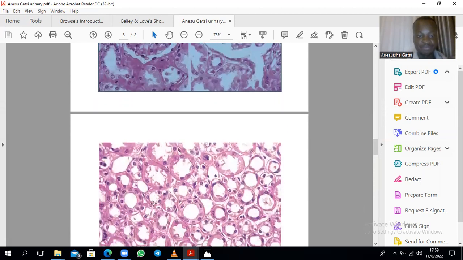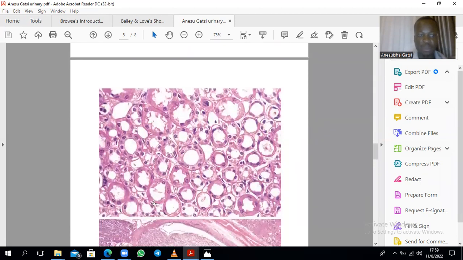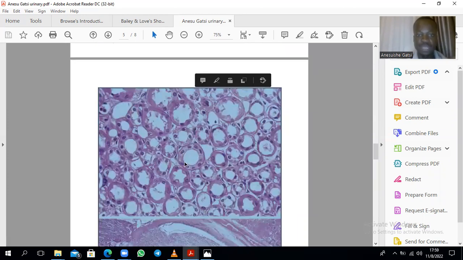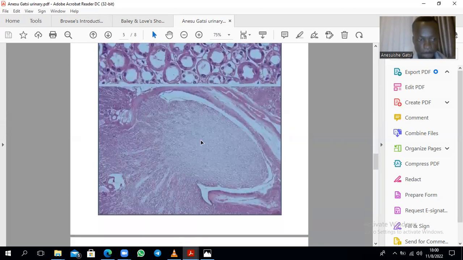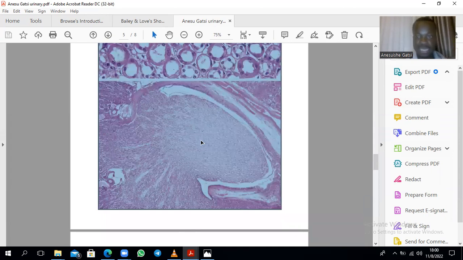Then this one, maybe what I would want you to see here now is the presence of this structure here. That's a collecting duct. The cells are cuboidal, right? And remember we said you find principal cells and the intercalated cells there, right? This is a classic picture. That's a blood vessel there, right?